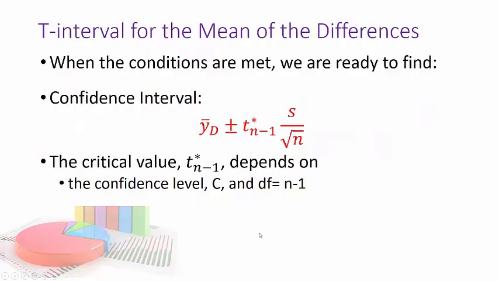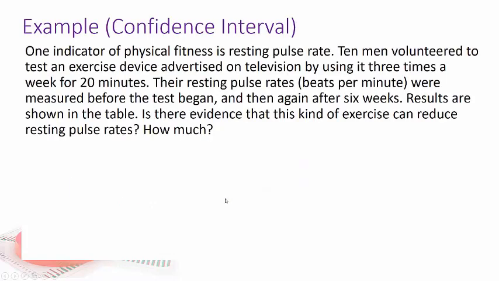Now they asked how much did it change? Well, to do that, it's probably appropriate to calculate a confidence interval. And it's pretty much the same. It's going to be the average of the differences plus or minus whatever your critical value is times your standard error. And your critical value is going to depend on your degrees of freedom and your confidence level.